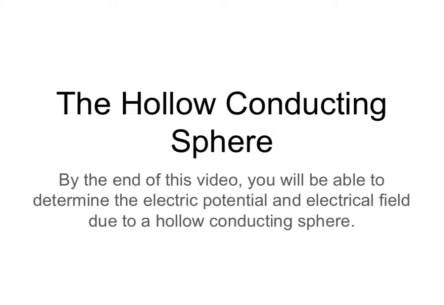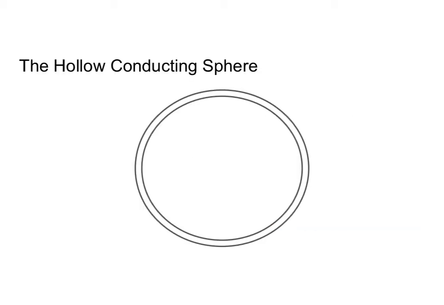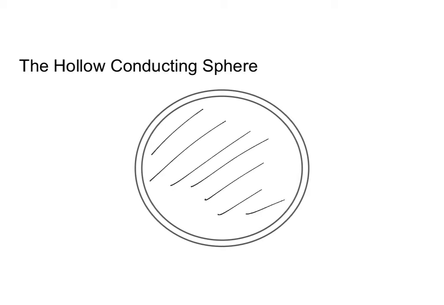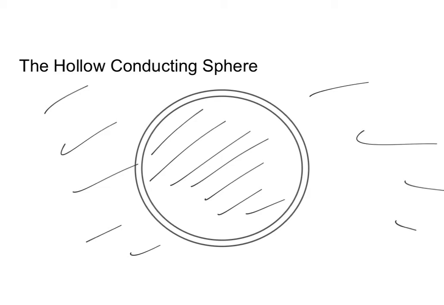By the end of this video, you will be able to determine the electric potential and electric field due to a hollow conducting sphere. So let's start by talking about what on earth a hollow conducting sphere is. Think about a basketball. Inside the basketball, we have empty space. Outside the basketball, we have empty space. And on this very thin surface, we have charge at a constant charge density. So that is what I mean when I say hollow conducting sphere.